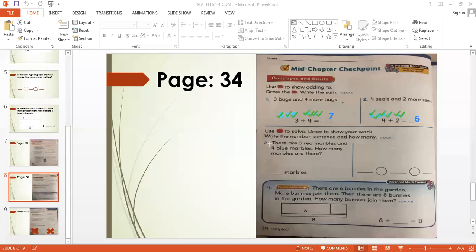Now again, question number 3. There are 5 red marbles and 4 blue marbles. So you have 5 and 4. So how many marbles are there? So what is the number you are going to write here? First you have here 5 and 4. So let's write the number 5. What comes here? Plus or equal? Plus.